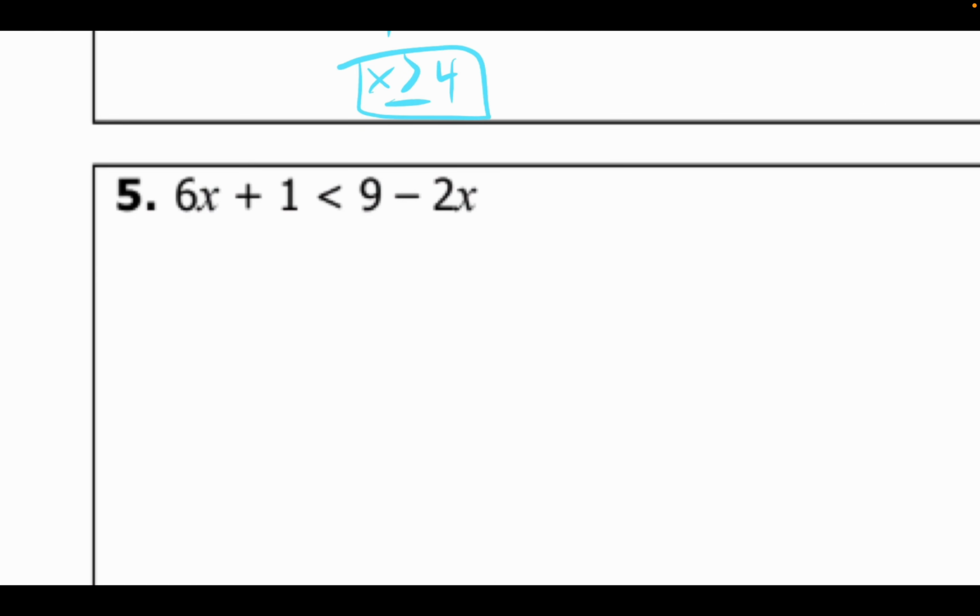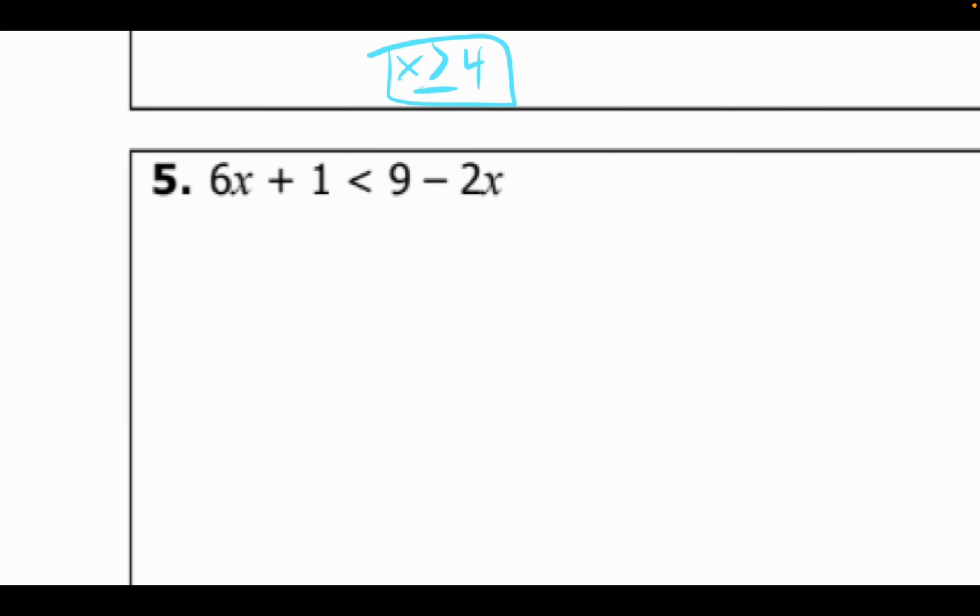Last one on this page, number 5. Here we don't have any distributing to worry about, but we do have two variables, one on each side, and so now we need to move the variables all to one side. So we might develop some preferences here. Before, when we solved equations, I stated that my preference is always to move the smaller variable. That way we will always have a positive variable, and we like dealing with positive numbers.